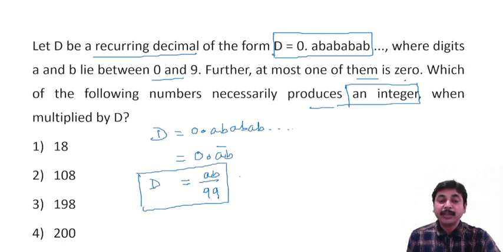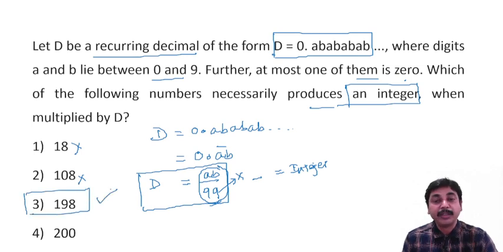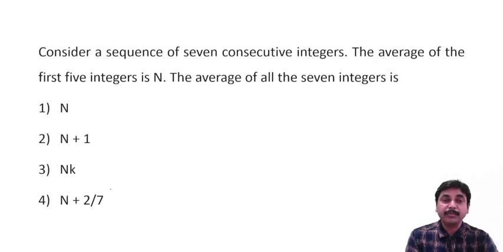Now, tell me by which number I should multiply this fraction to produce an integer value. So 18 can't be my answer, 108 can't be my answer. Whatever the number, that should be a multiple of 99, and a multiple of 99 is 198. So this is a very good conceptual question on recurring fractions.